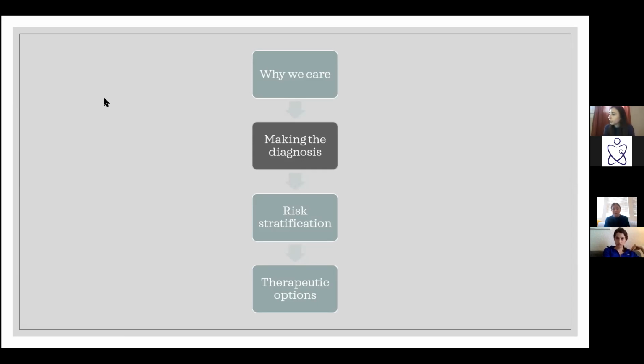And another question in the chat: is there a concern for a lower supply of donor organs since they may also have NAFLD? That's a really great question. I didn't read anything about that, but I would guess that yes, that's very possible, especially if we're seeing increasing rates of type 2 diabetes and insulin resistance. Yeah.